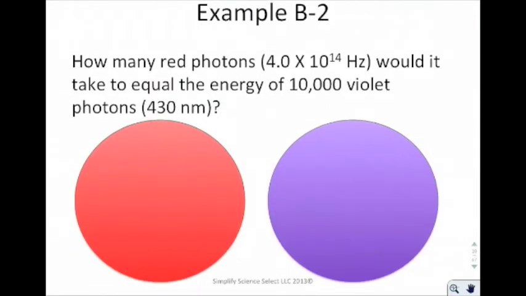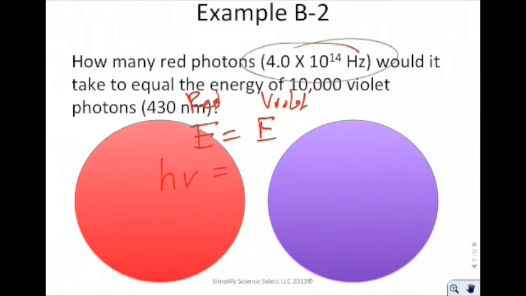Same thing here, we have: how many red photons would it take to equal the energy of 10,000 violet photons? So we have another situation in which we're trying to have the energies equal each other. I want the energy of the red to equal the energy of the violet. And I've actually got it easy for the red photons. I can use the equation hv because I have the v.